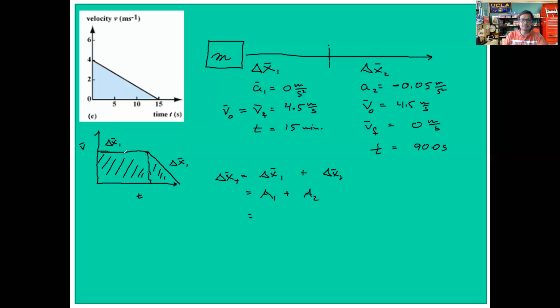Here we have constant velocity versus time, which means we have 4.5 meters per second times the time interval here, which I'm going to leave blank for just a moment. Plus, let's deal with the second one here: 1/2 base times height. The base is going to be the time interval here of 90 seconds times the height here, which is 4.5 meters per second.